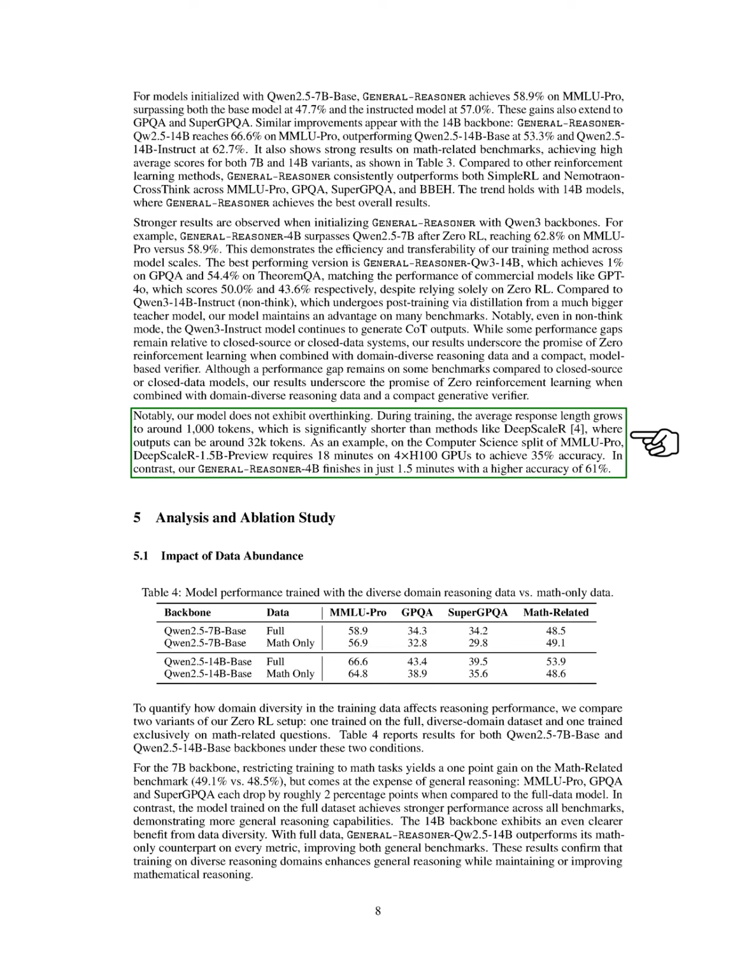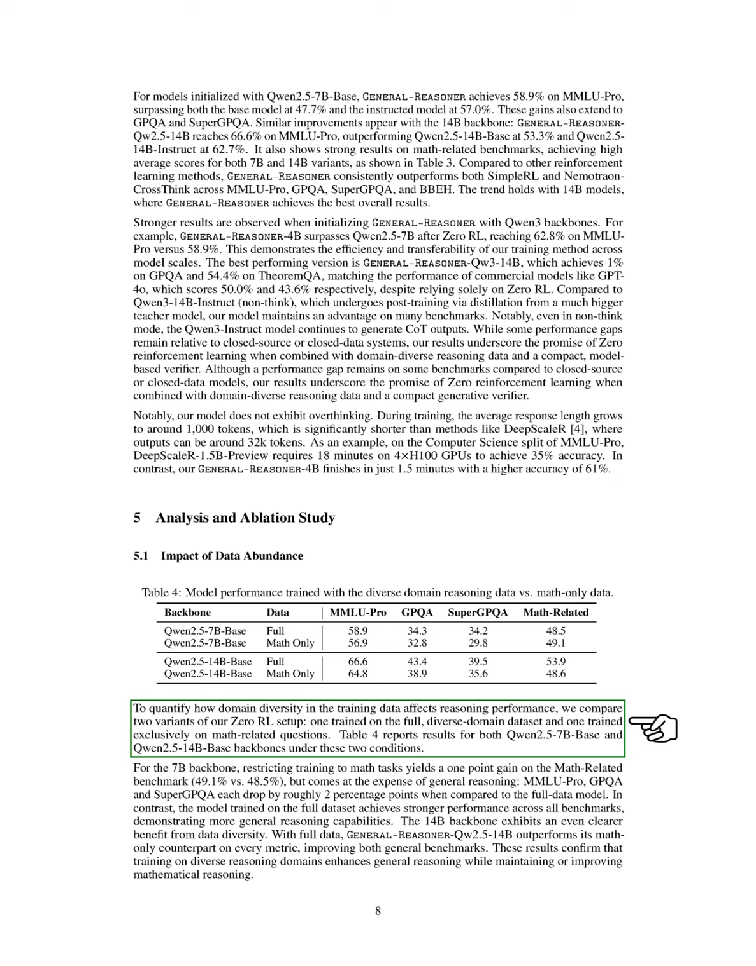Section: Impact of Data Abundance. In this section, we examine how the variety of training data influences reasoning performance. We compare two versions of our zero-RL setup, one trained on a comprehensive, diverse dataset and another focused solely on math-related questions.